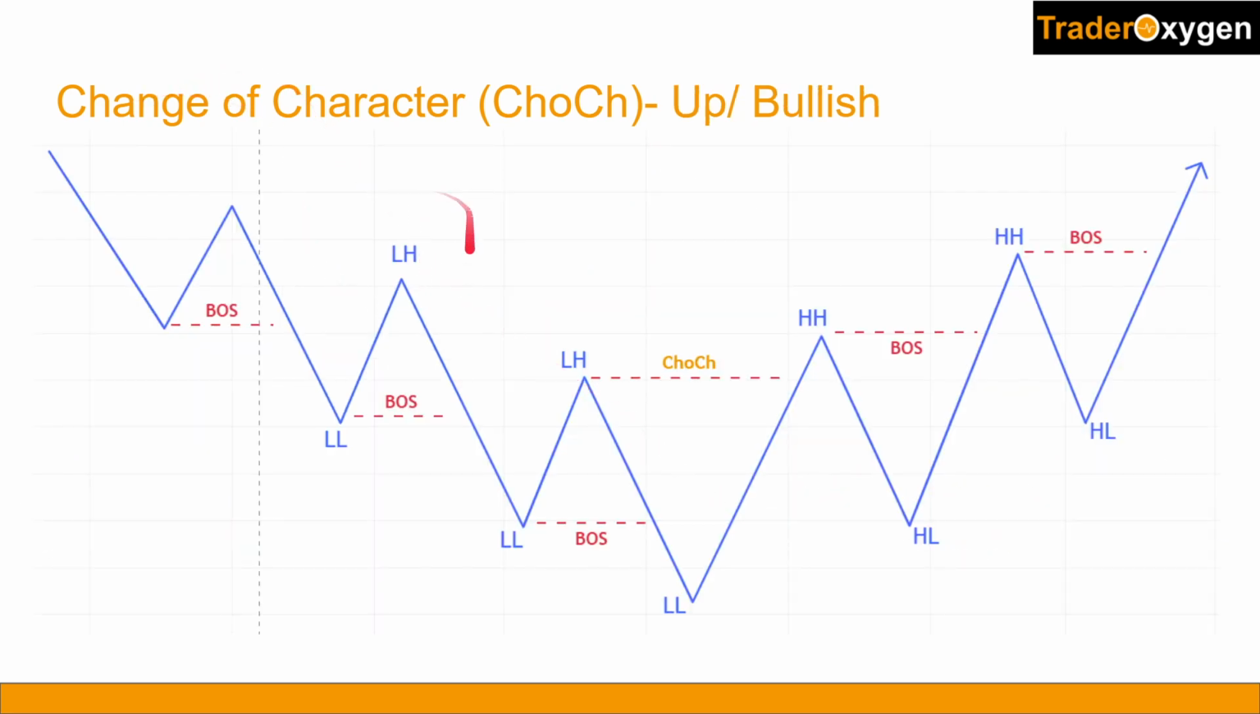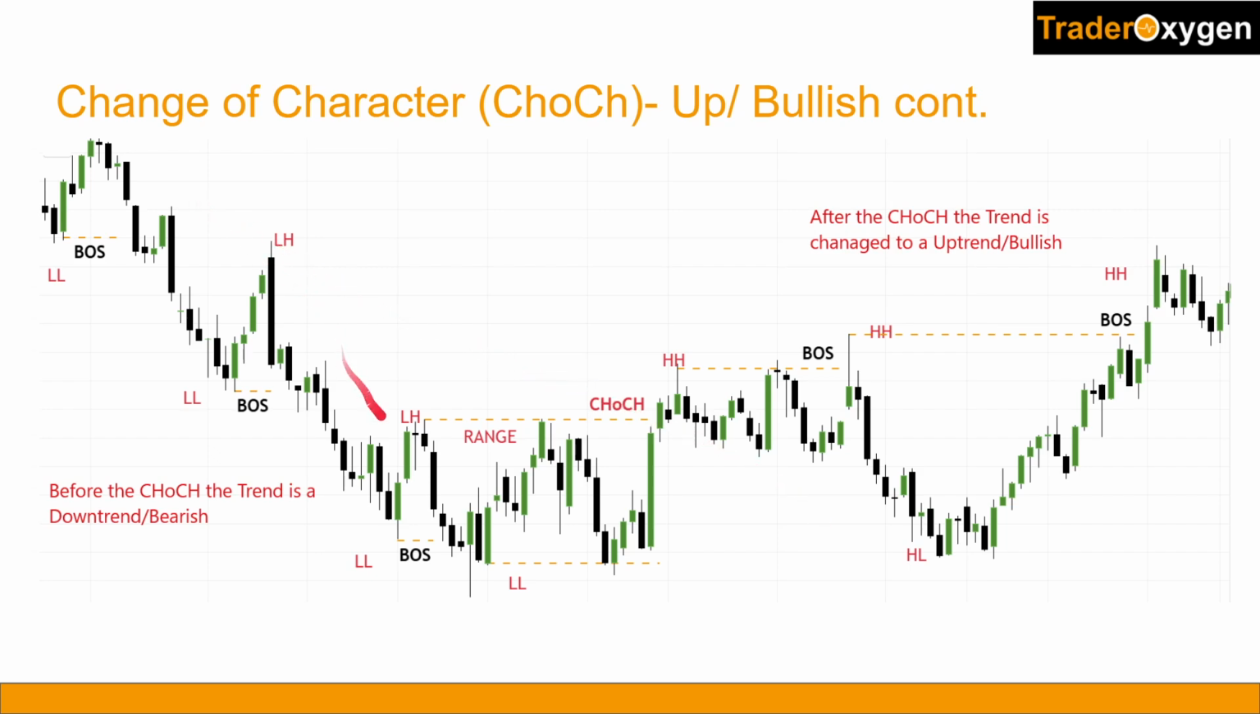This is how you would see a change of character during a downtrend which changes to an uptrend. You can see the price is in a downtrend and this significant swing point is broken up. That makes it a change of character, and after that the price has become bullish. This is a candlestick chart example for a change of character during a downtrend which makes it an uptrend.